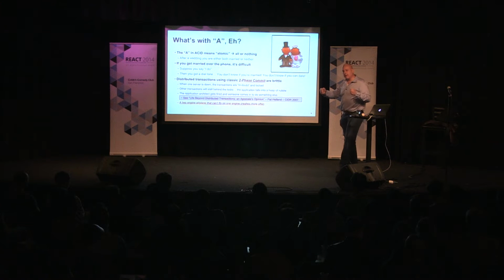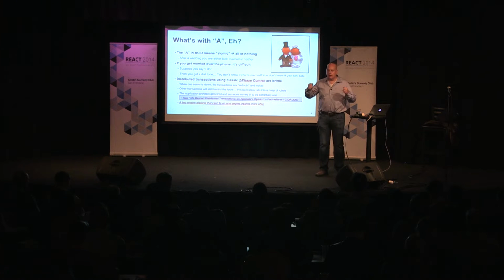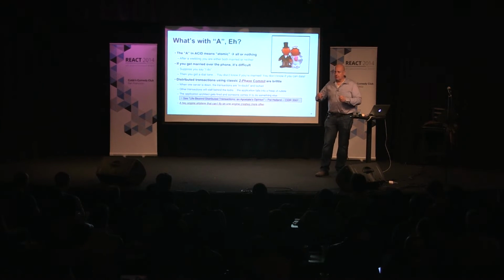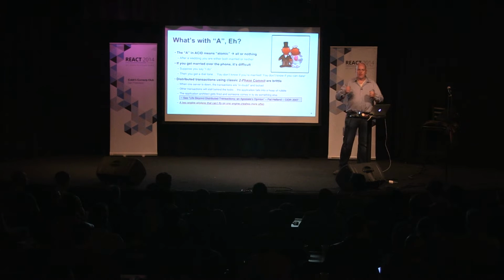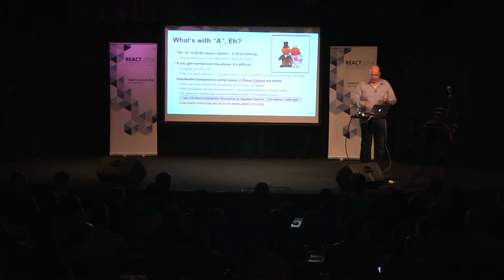Another way of thinking about this is that two-engine airplanes have twice as many engine failures. If you can only fly on one engine, that's a bad thing. Okay? And so that's what two-phase commit is like, a two-engine airplane that can only fly on one. I can see lots of different ways.